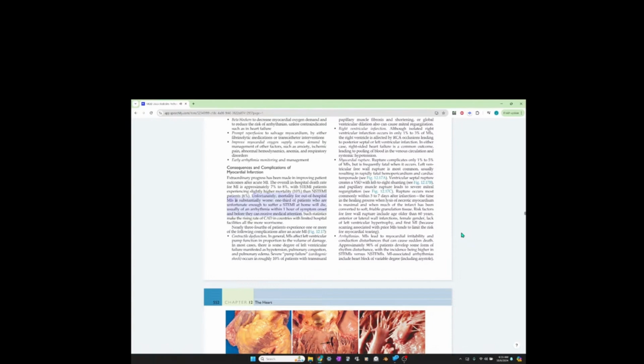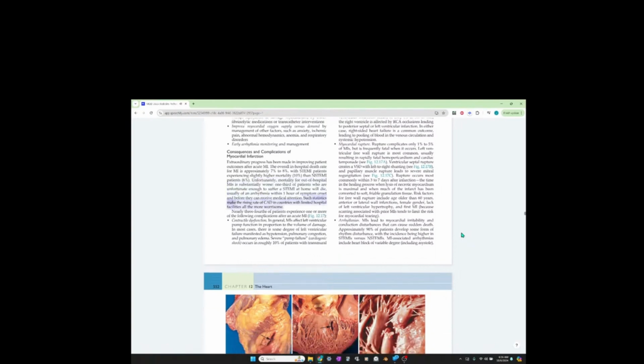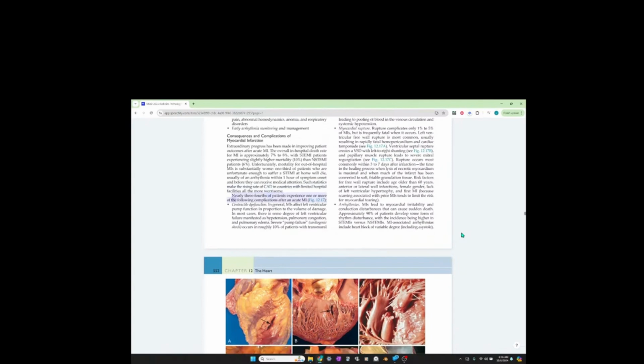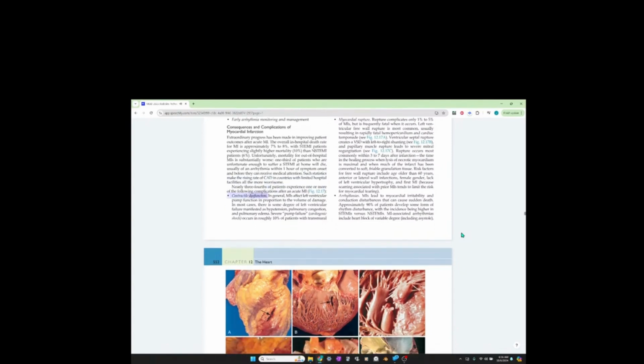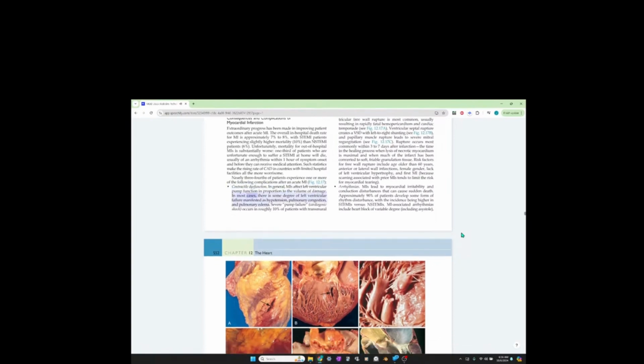One third of patients who are unfortunate enough to suffer a STEMI at home will die, usually of an arrhythmia within 1 hour of symptom onset and before they can receive medical attention. Such statistics make the rising rate of CAD in countries with limited hospital facilities all the more worrisome. Nearly three quarters of patients experience one or more of the following complications after an acute MI. Contractile dysfunction. In general, MIs affect left ventricular pump function in proportion to the volume of damage. In most cases, there is some degree of left ventricular failure manifested as hypotension, pulmonary congestion, and pulmonary edema.